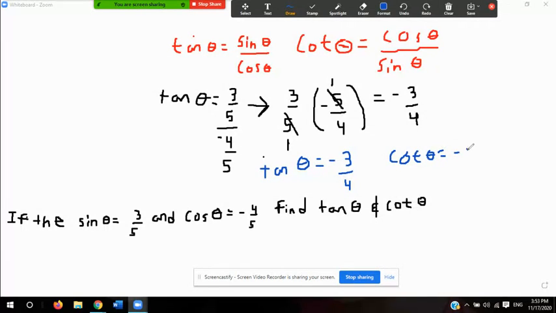So I actually went ahead and worked with the tangent of theta, and then from the tangent of theta, I got the cotangent. I could have easily used my cotangent function because I have the sine and the cosine, and then basically flipped that upside down and got my tangent function.